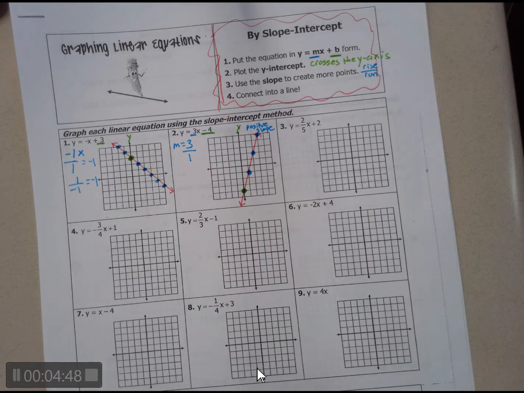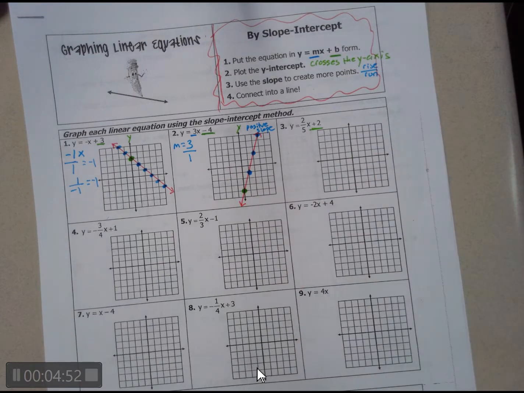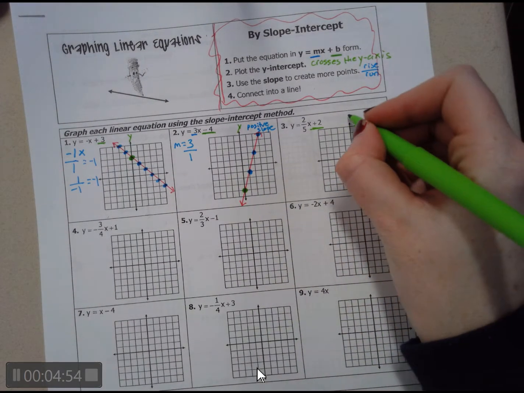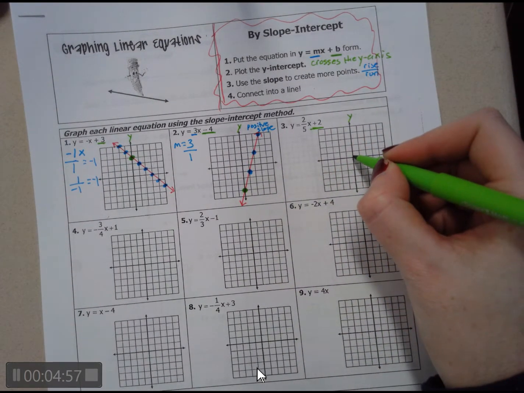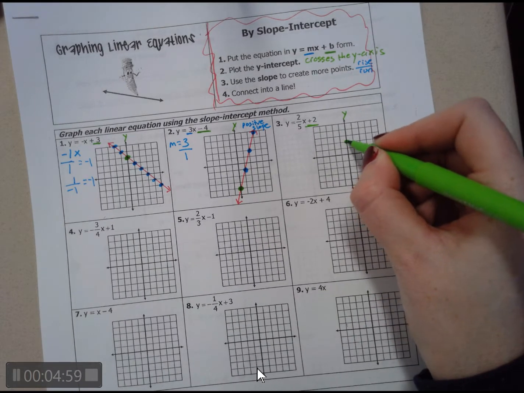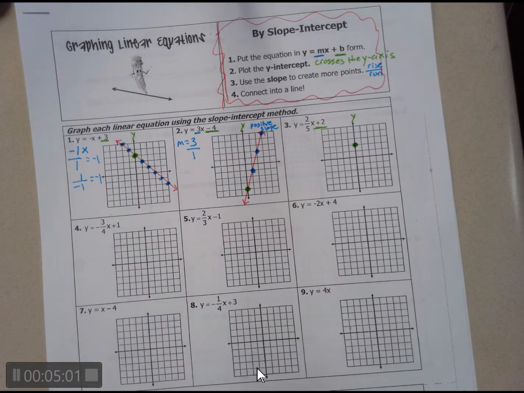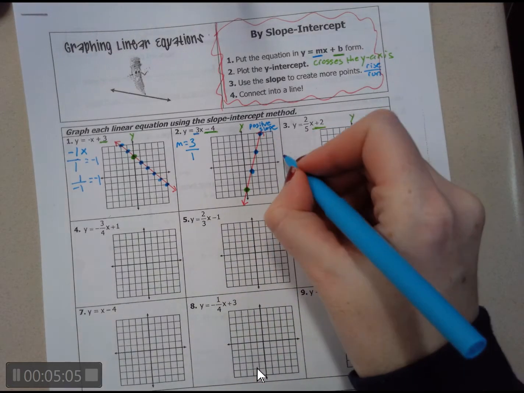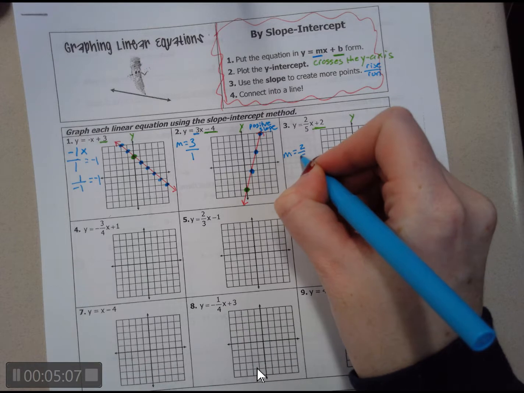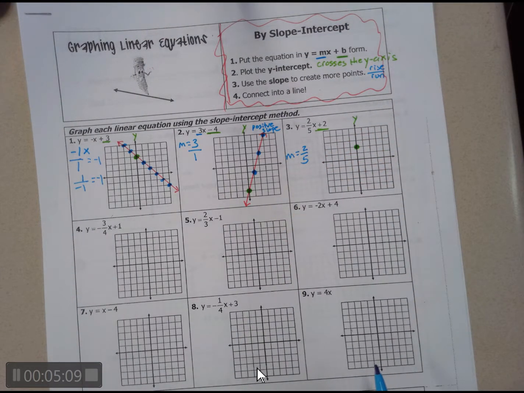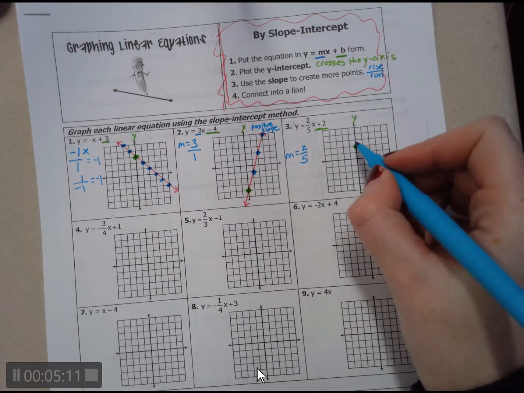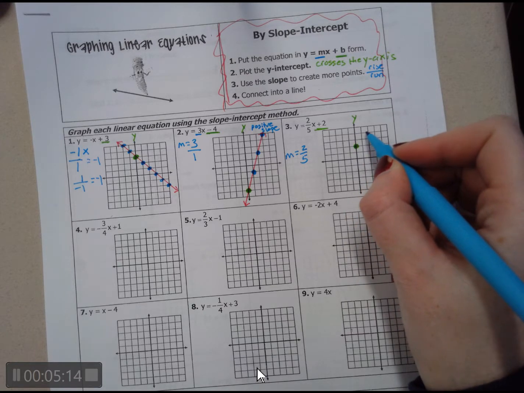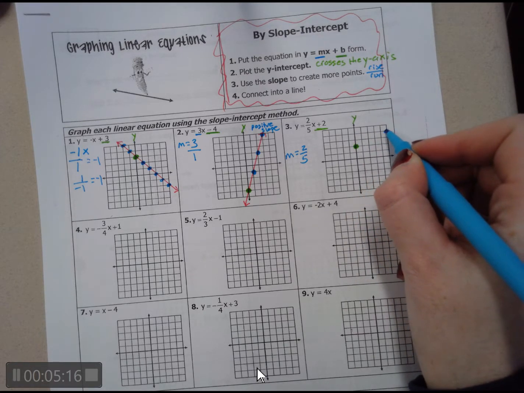For number 3, we have a y-intercept of positive 2. So I'm going to go to my y-axis and plot 2. So 1, 2. Okay? Now this time it tells me that my slope is 2 over 5. And so this one's a little bit easier, right? So we're going to go up 2 and over 5. 1, 2, 3, 4, 5.